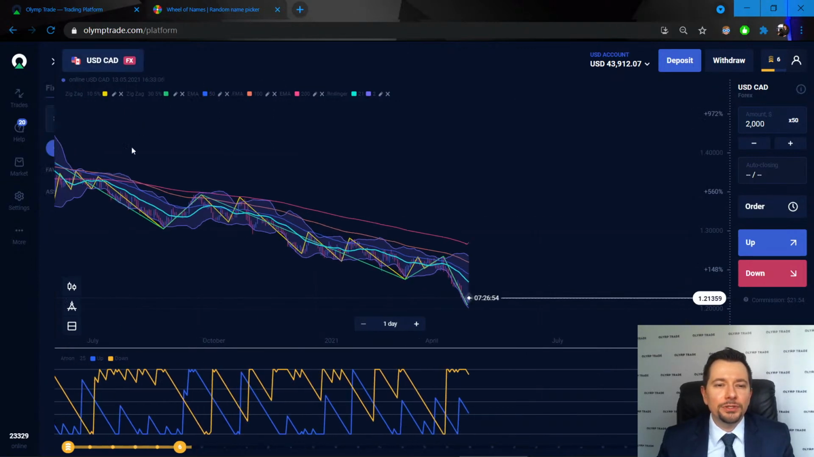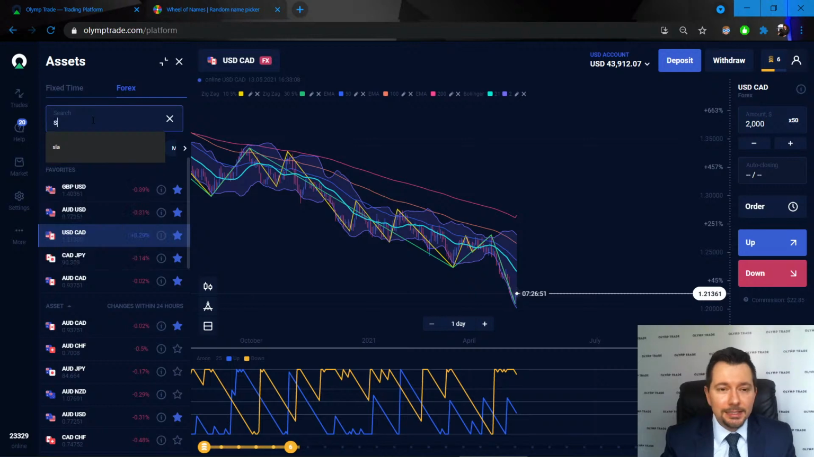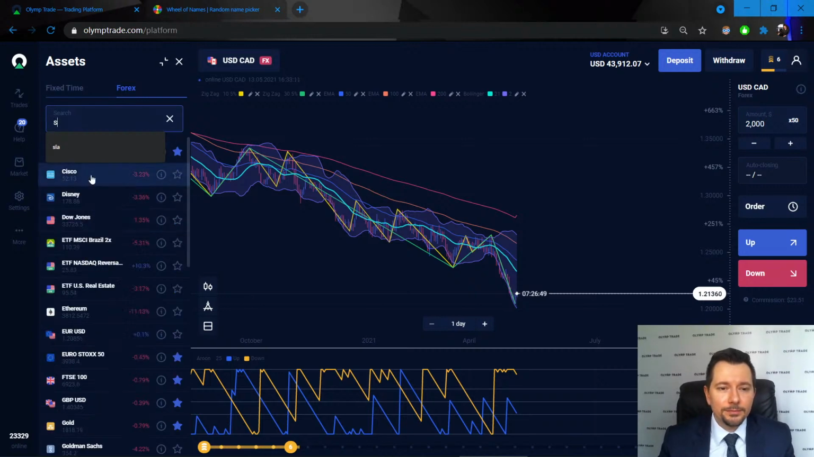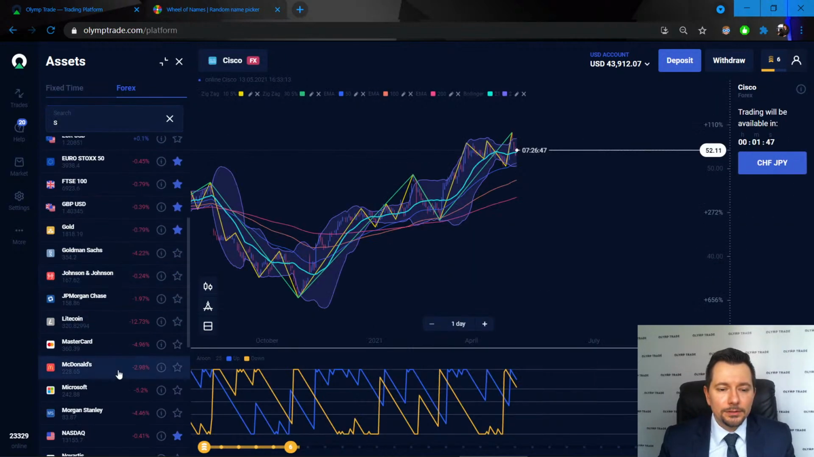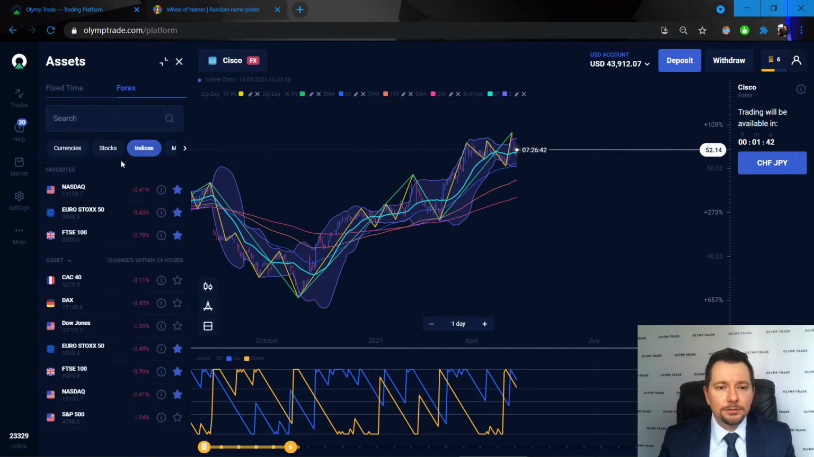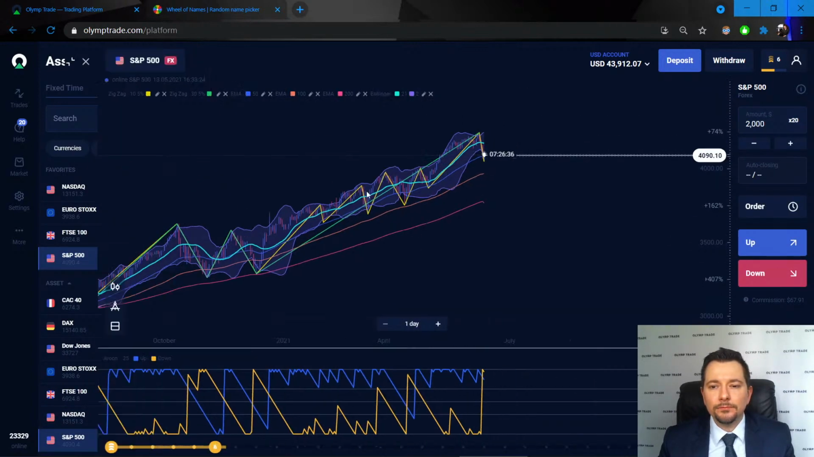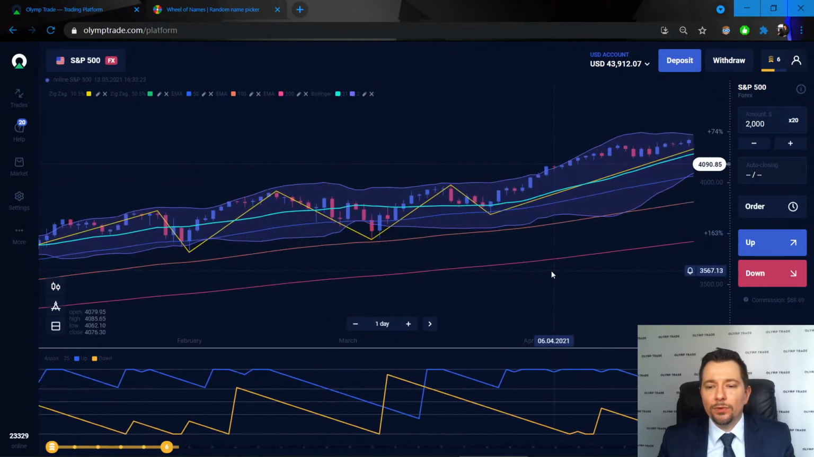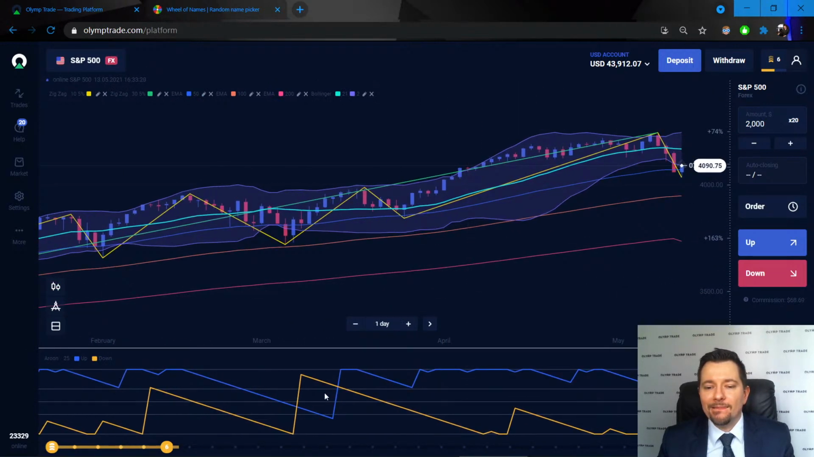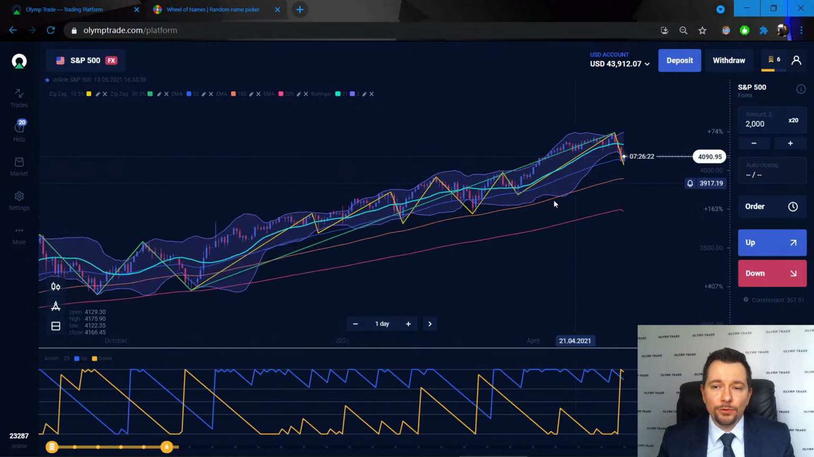Let me see if I can show you an example of that. Say the S&P 500. Here we go. So this would be where we want to buy. Selling pressure is going down, and then we have buying pressure increasing. So this would be a good buy signal that you can take for an uptrending market.